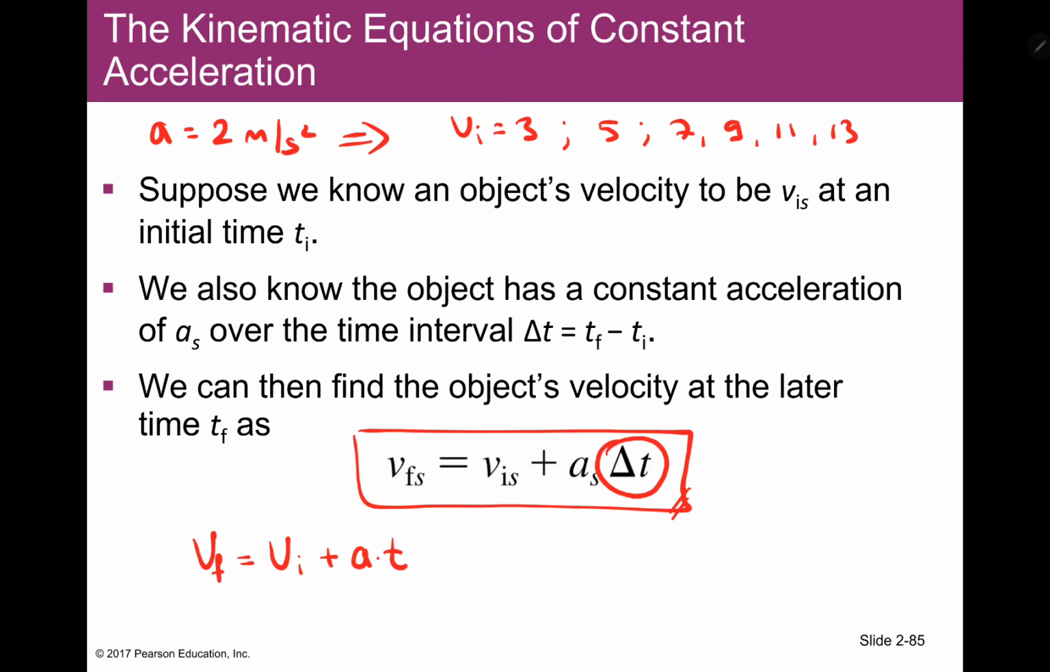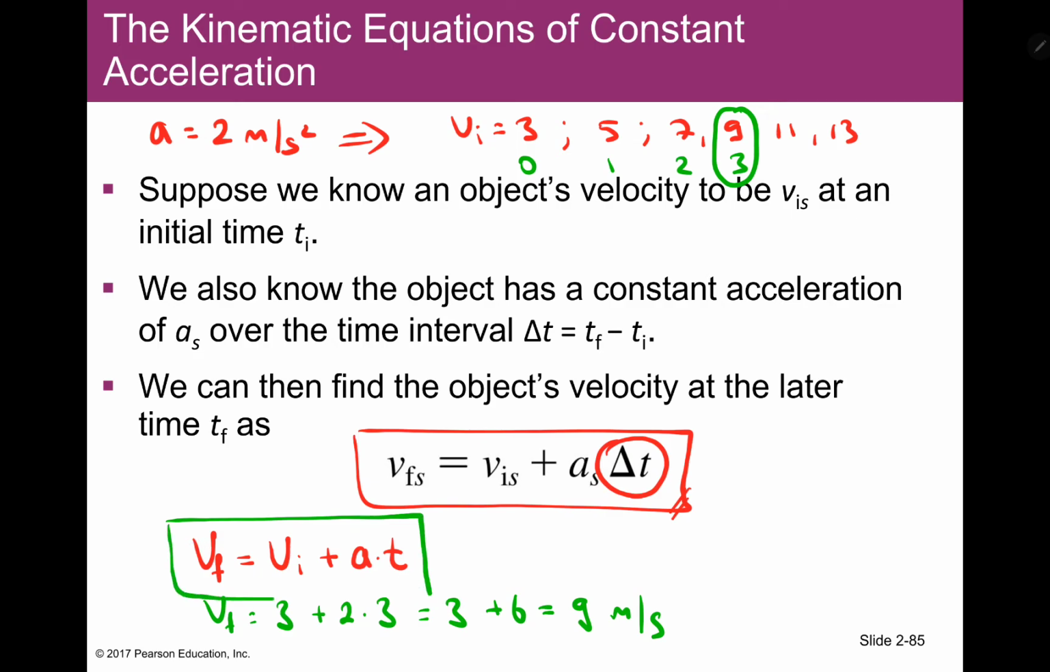So for example, here this is at 0 time, after 1 second, after 2 seconds, after 3 seconds. So after 3 seconds, velocity equals 9. Let's find this velocity by using this equation. Initial velocity equals 3, acceleration is 2, after 3 seconds. As you see, 3 plus 6 will be equal to 9 meters per second. So for motions with constant acceleration, you can use this equation to find its velocity.